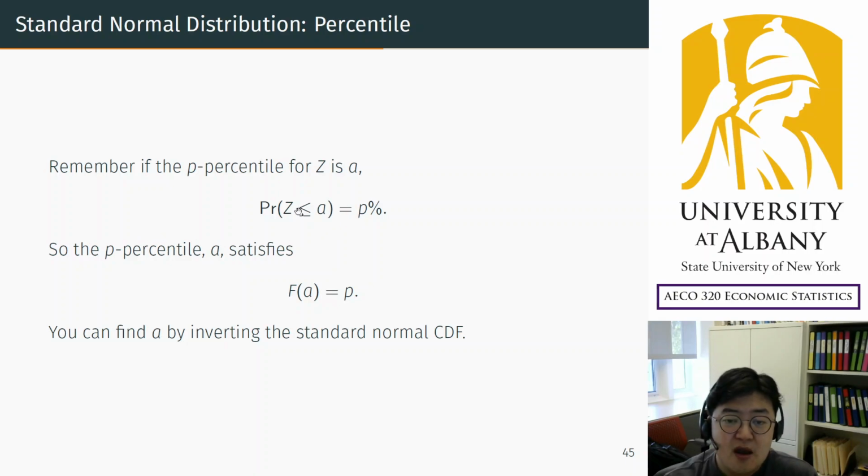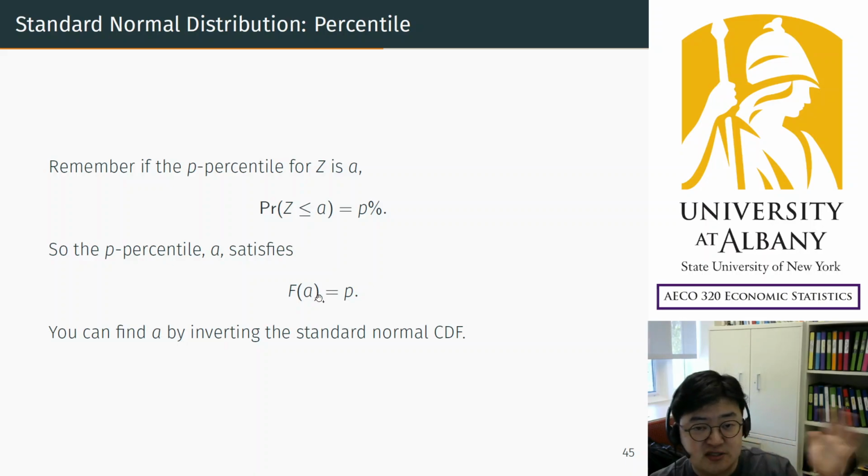Remember, think about this. Probability below A is P%. Then we say A is the P percentile: the bottom P percent value. So the 100th percentile is the maximum, the 0th percentile is the minimum, and the 50th percentile was the median. In that way, you can think about inverting the CDF: given a probability, find the value, right? 0% is the smallest, 100% is the largest. How can we do that?